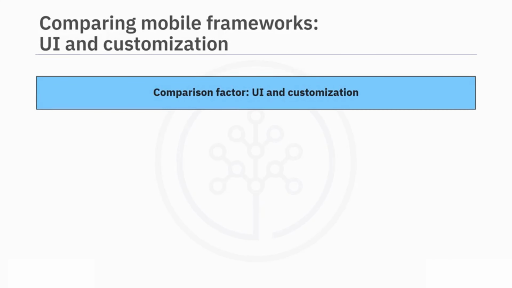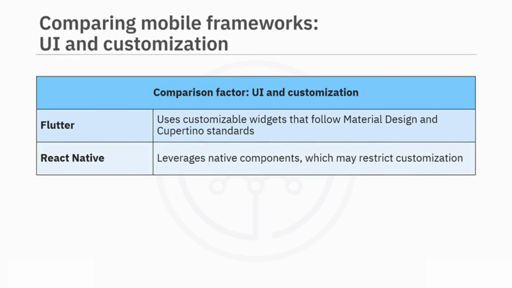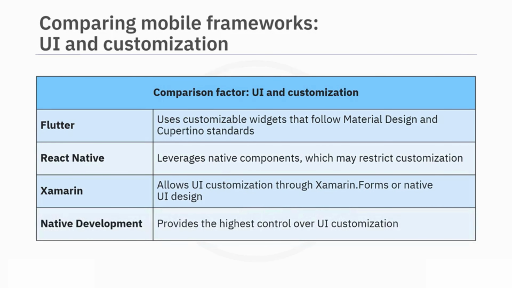While considering the UI and customization factor for framework development, Flutter uses a rich set of customizable widgets that adhere to material design and Cupertino standards, allowing for highly customized UIs. React Native leverages native components, which can limit customization but ensures a native look and feel. Xamarin allows for customized UIs using Xamarin.Forms or native UI design for more control.